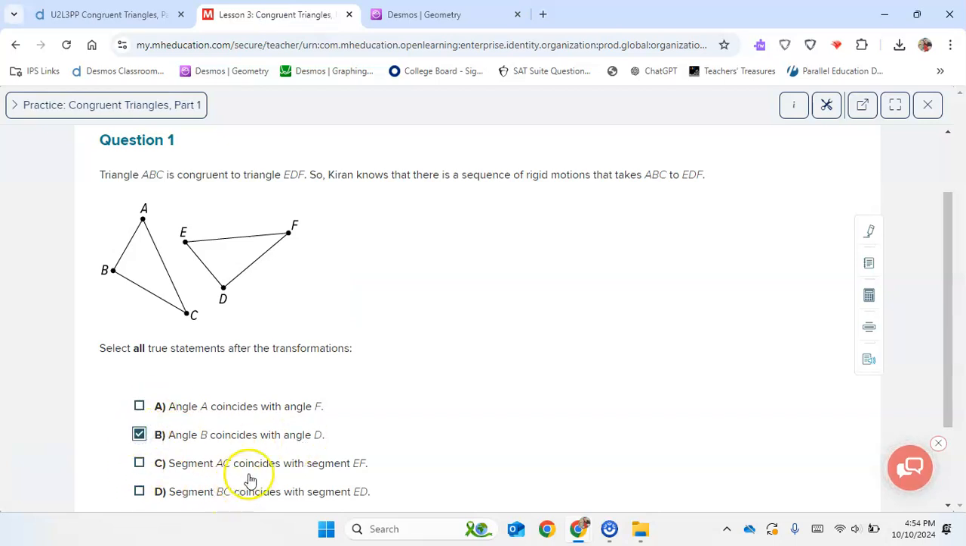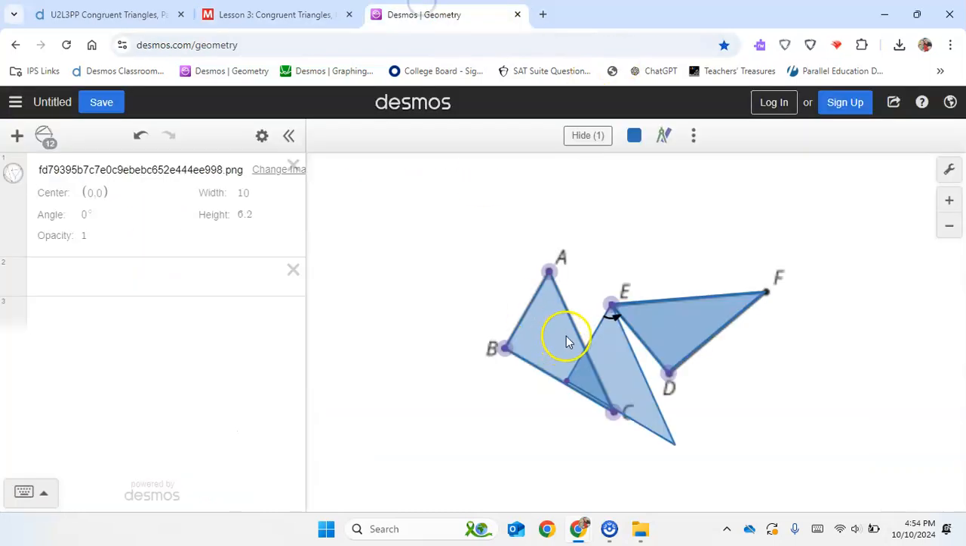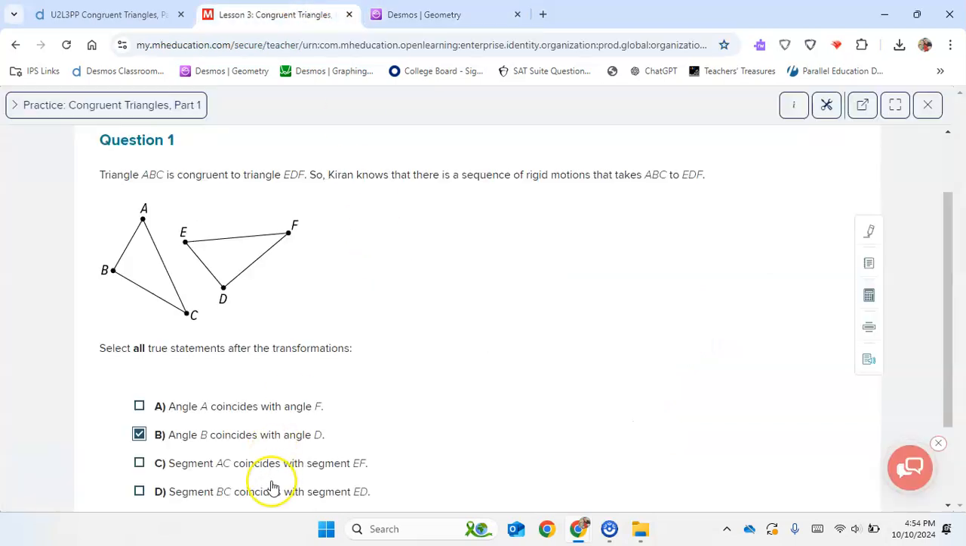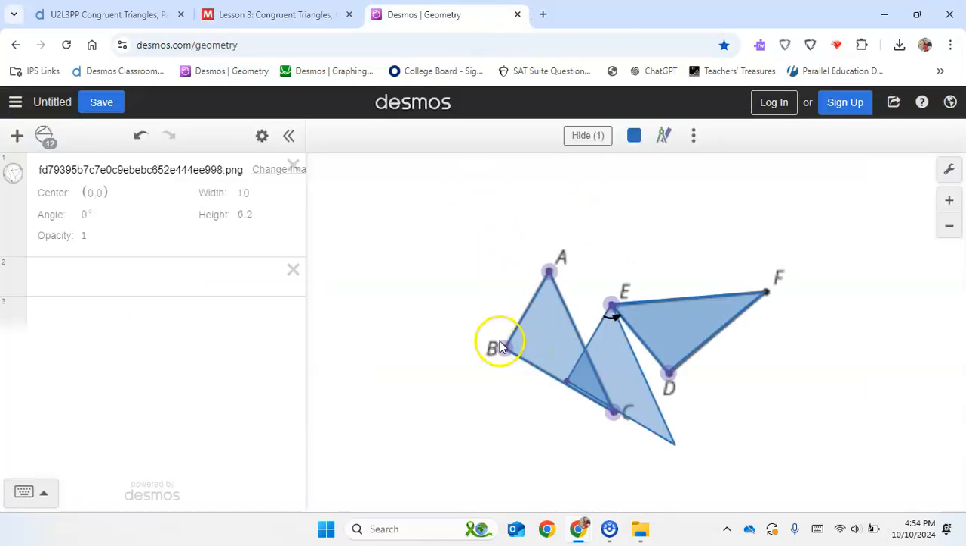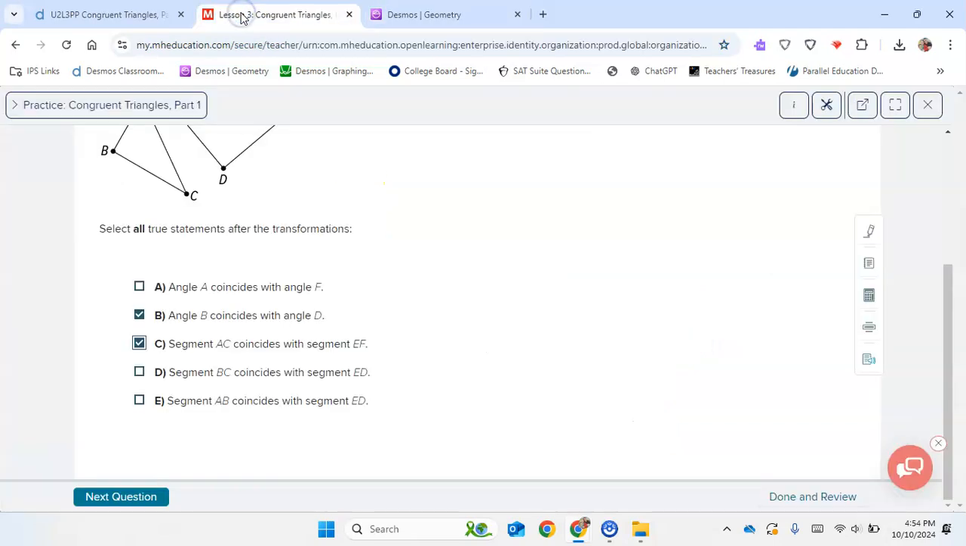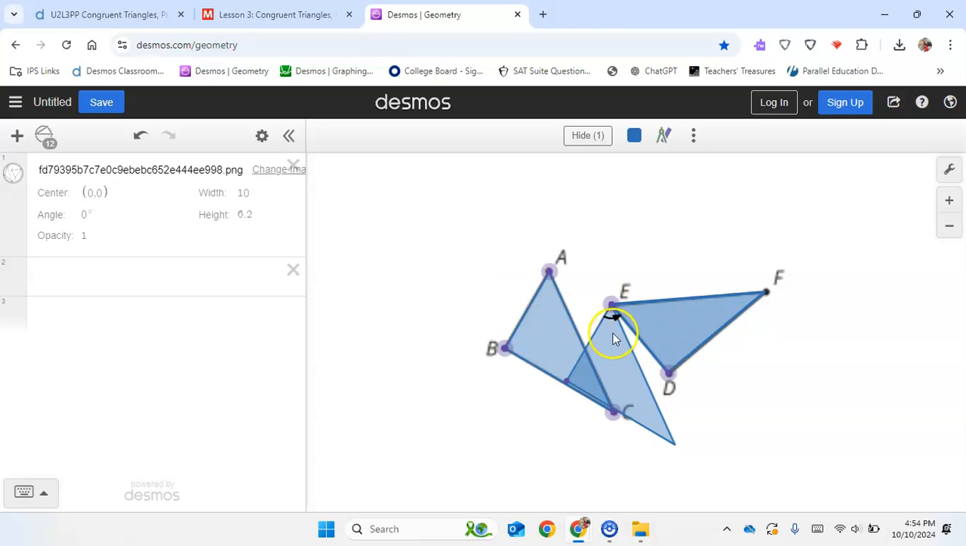Segment AC coincides with EF. AC is the long side, and you can see EF is the long side. BC coincides with DF. BC is the second one, and ED is the smallest one. AB coincides with ED. AB turns into ED.